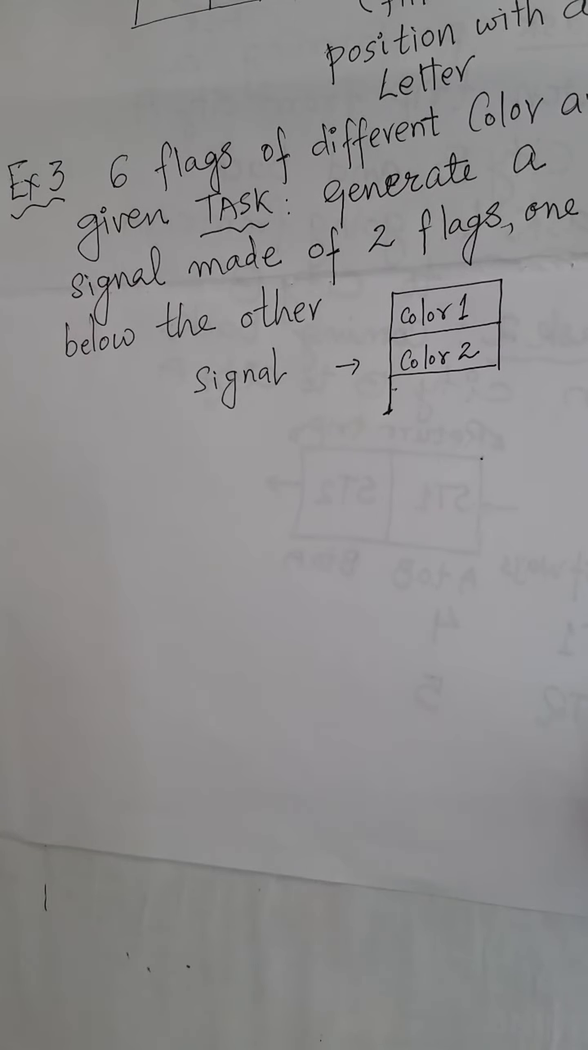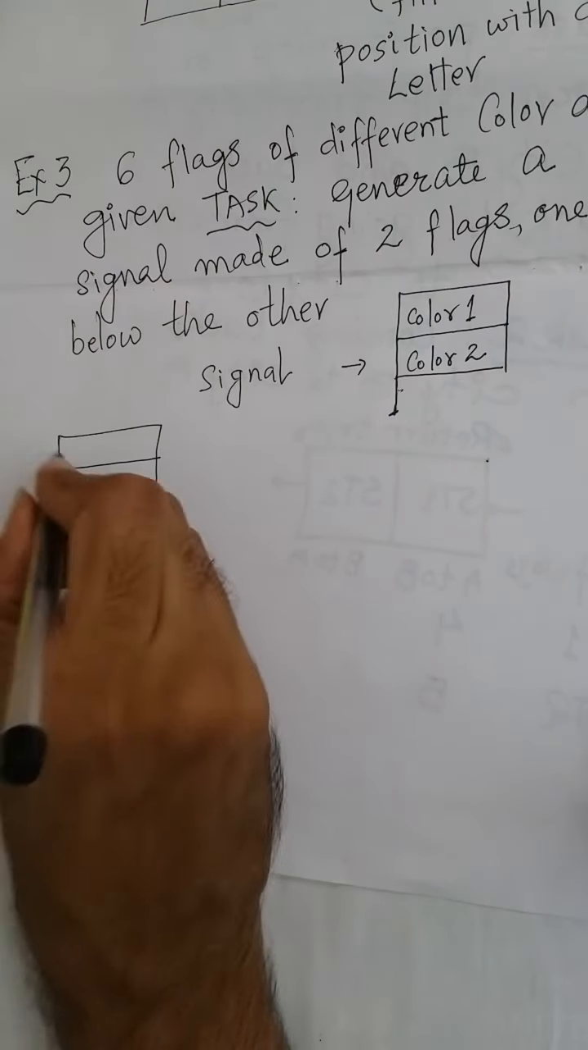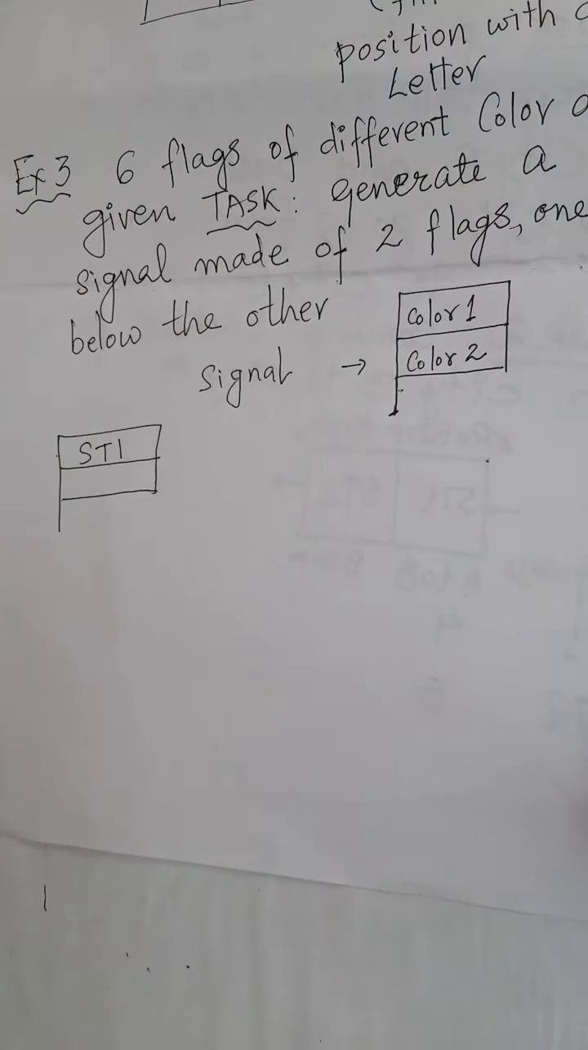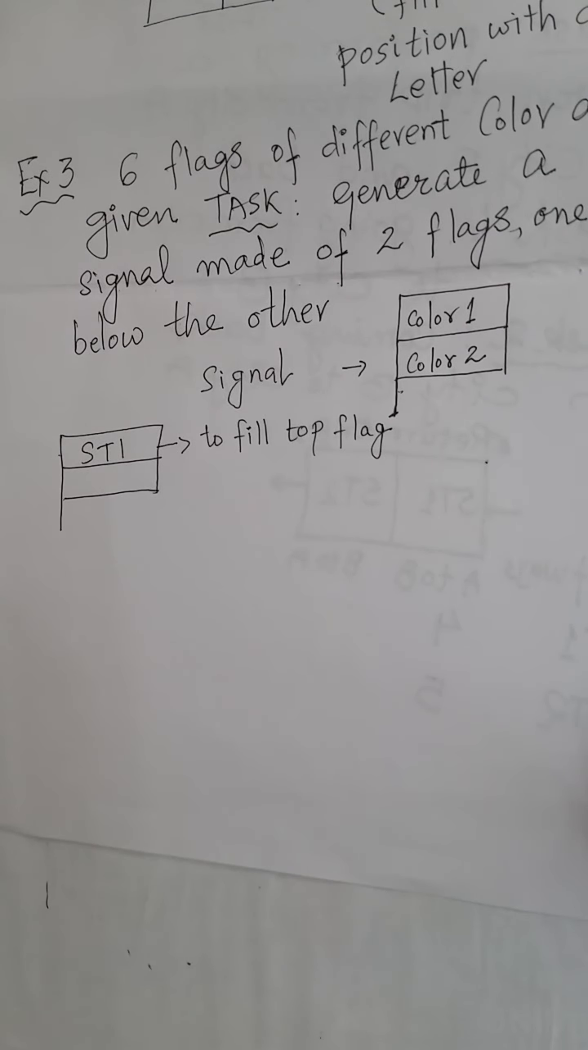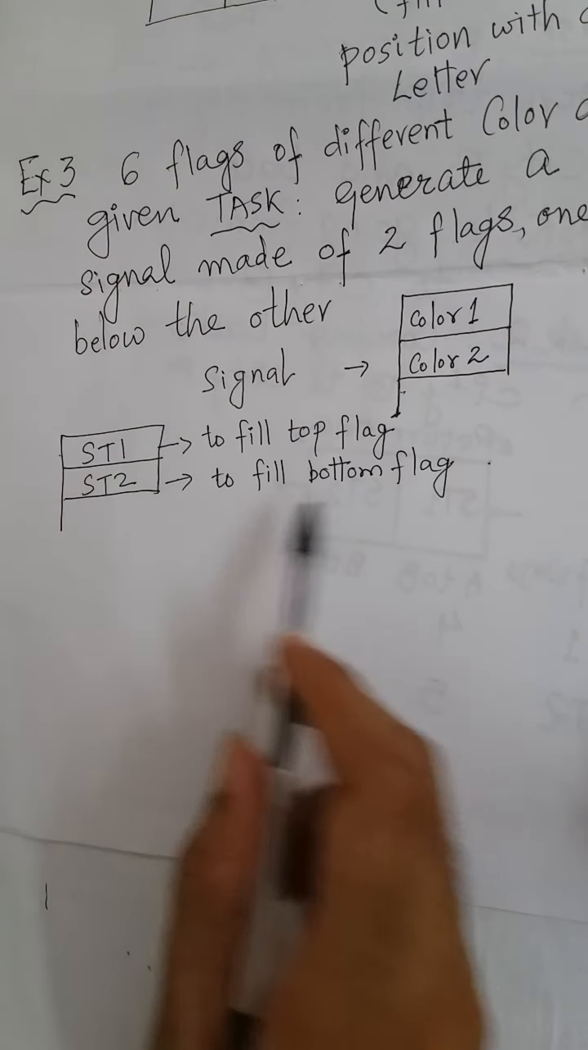Okay. So what are the subtasks involved here? Quite clearly, subtask 1 is to fill the top flag. So similarly, subtask 2 would be what? To fill the bottom flag.